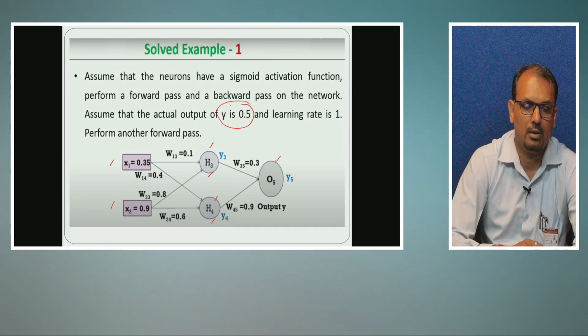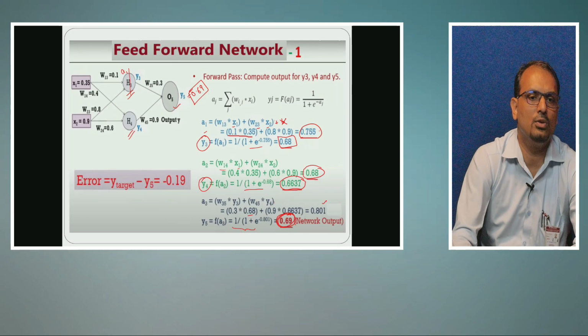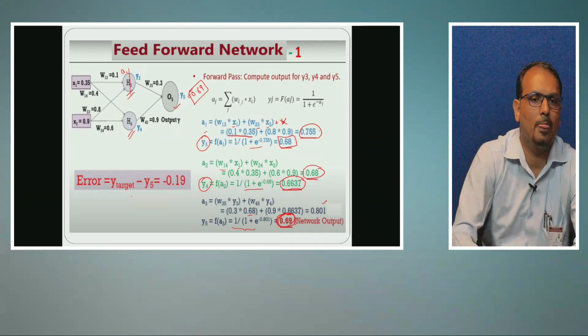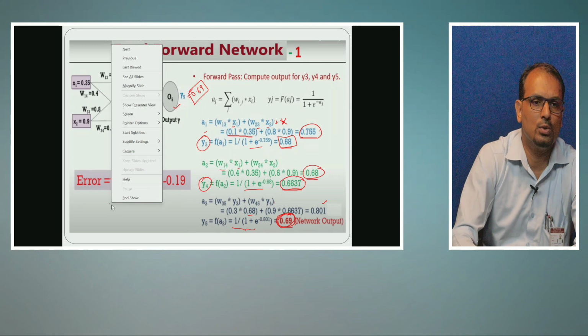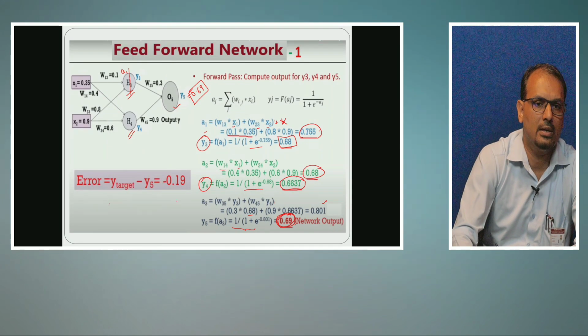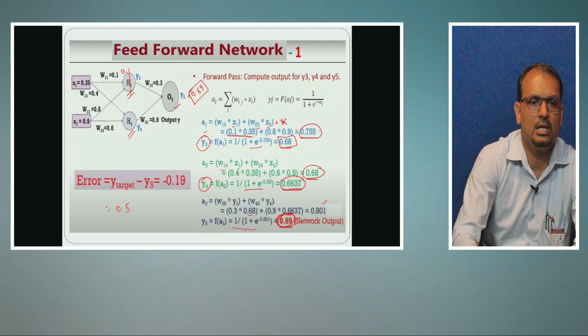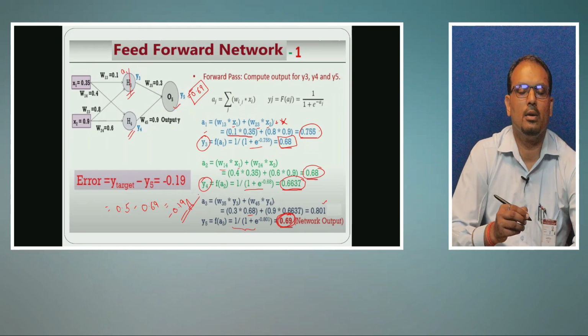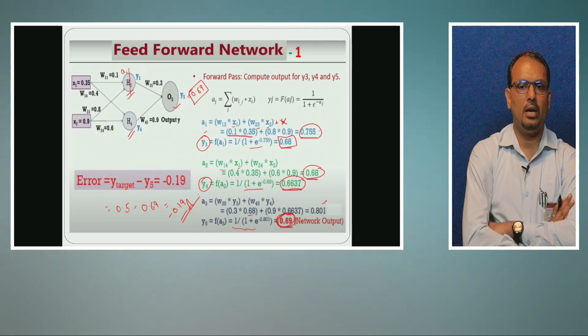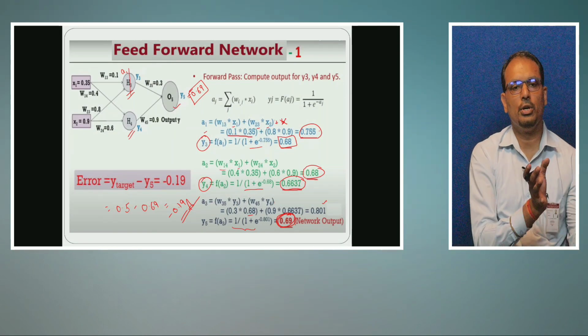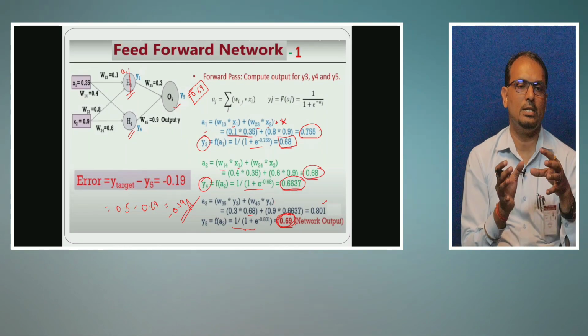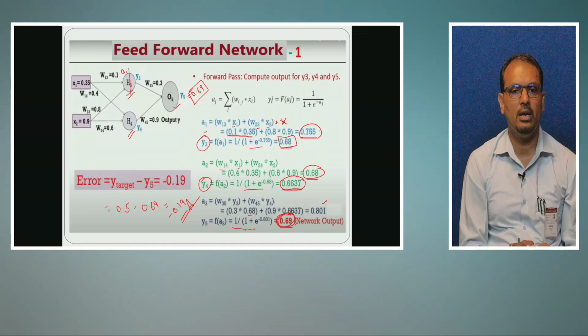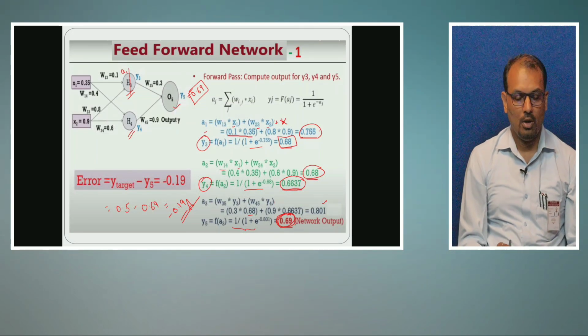Then what will be the error? The error formula we also know: you subtract both of them and make it 1 by 2 squared. Here 0.5 is our target value, 0.69 is what our model got, and 0.19 is the overall error. How we are going to resolve this error and how this error contributes to each and every weight value, we will discuss in the next class.